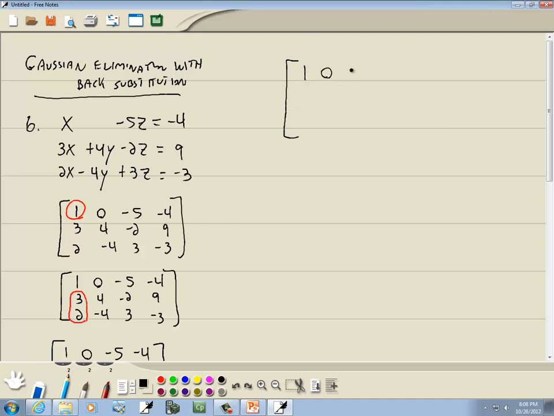So 1, 0, negative 5, negative 4, 0, 1, 13 fourths, 21 fourths, 0, 0, 1, 1. Now this is REF format, row echelon form. That means you got a diagonal of 1s, zeros below it.